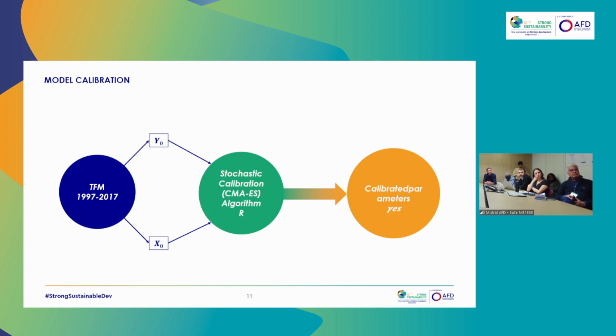But there are techniques developed by engineers, particularly to fit differential equations to data. This is one of them, CMAES, that you're seeing in the middle. It's a stochastic calibration method, covariance matrix adaptation evolution strategy. That's what CMAES stands for. It's a distance minimizing algorithm to fit differential equations to data. That's exactly how we calibrated it.